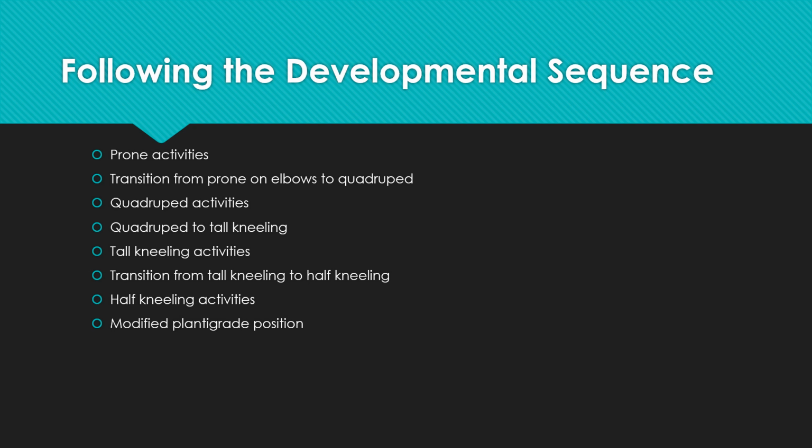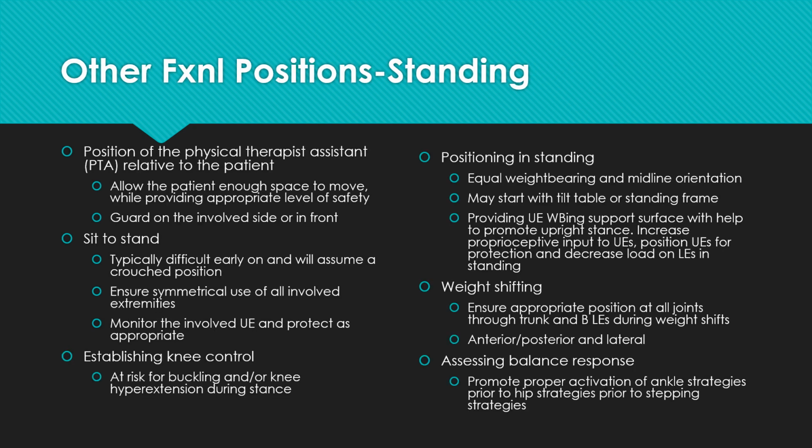So starting in prone, then working to prone on elbows, building into quadruped, then performing quadruped activities, then working your transition from quadruped to tall kneeling, being able to perform activities in tall kneeling, then transitioning from tall kneeling to half kneeling, then being able to perform activities in half kneeling, and being able to perform a transition from half kneeling to standing, or a modified plantigrade position in which they have some upper extremity support, but that transition and those standing activities, or modified plantigrade, which is standing with a slight anterior lean due to upper extremity support.